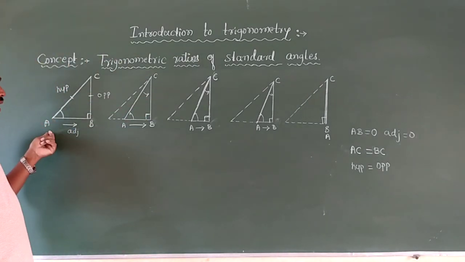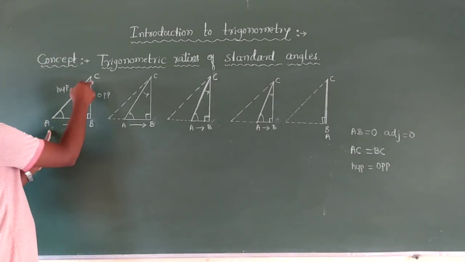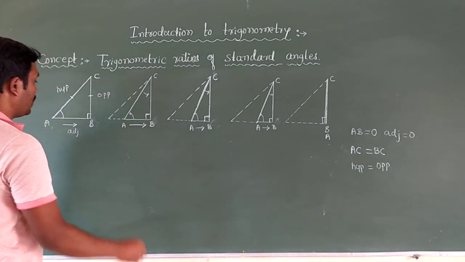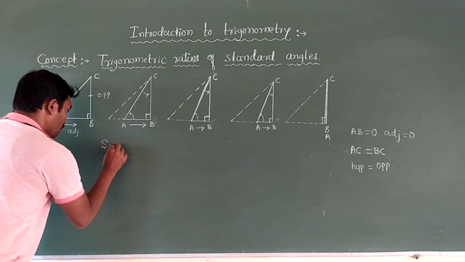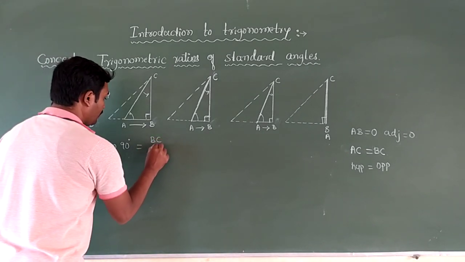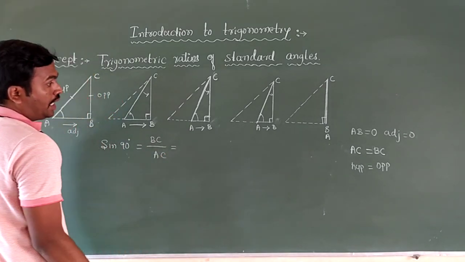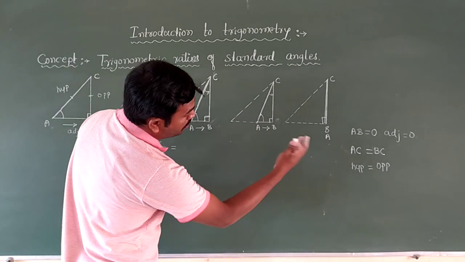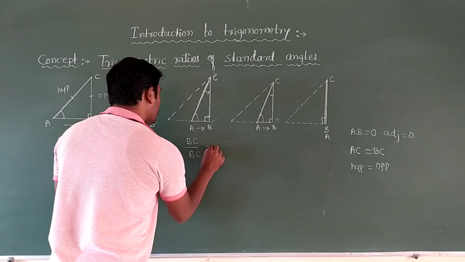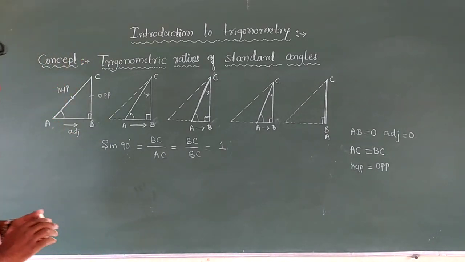With reference to angle A, let us find sin 90. With reference to angle A, the opposite side is BC, the adjacent side is AB, and the hypotenuse remains the same. So sin 90 degree is opposite BC divided by hypotenuse AC. Here AC is equal to BC, so BC by BC becomes 1, children. So sin 90 degree is always equal to 1.